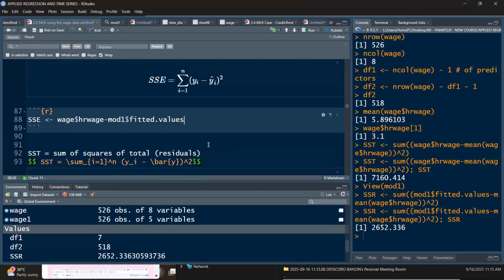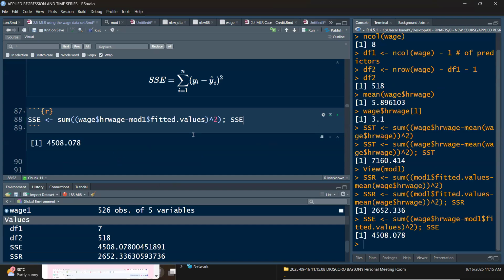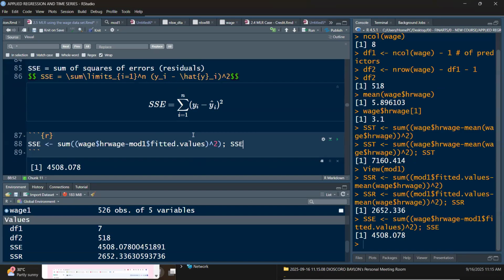Fitted values. There you go. So difference sila. And then we square this. And then we get the sum. Sum, open parenthesis. There you go. And then let's print SSE. Okay, enter. Let's run this. 4508. Okay, 4508.